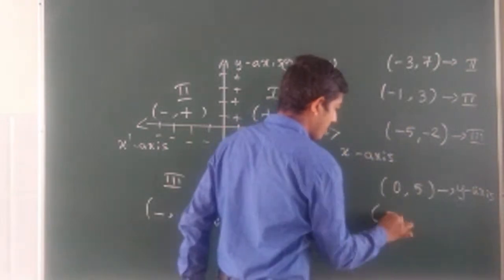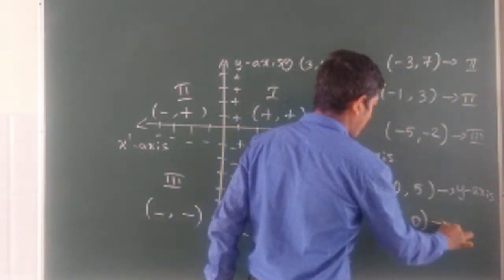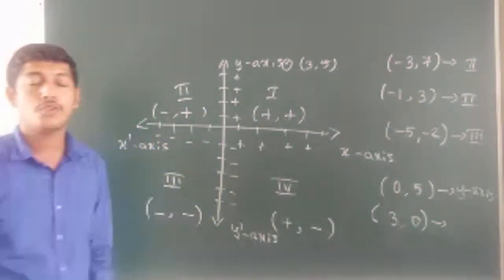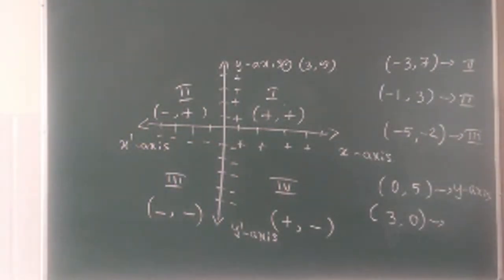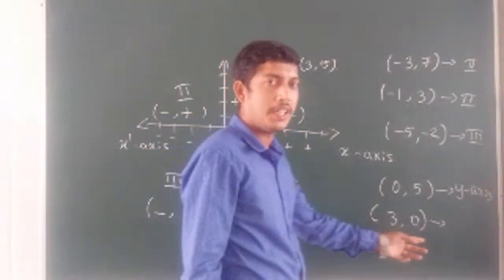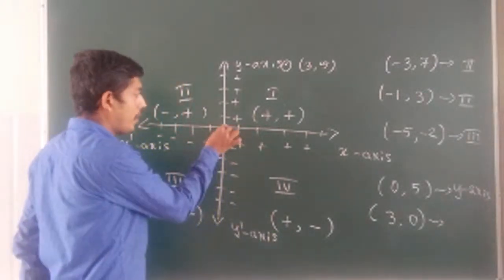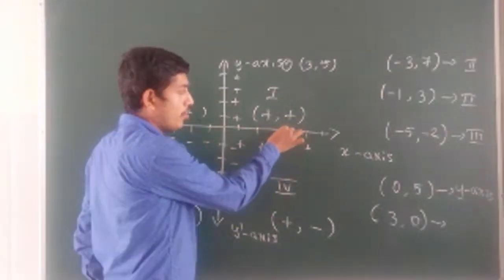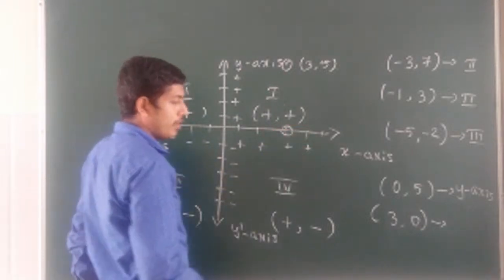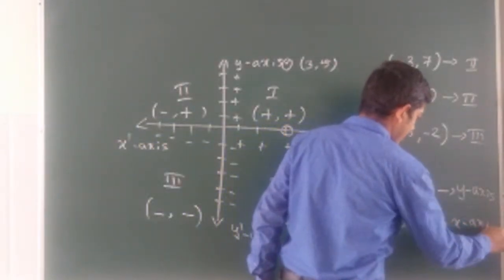And now 3 comma 0 is present on dash. Here the x value is 3 and the y value is 0. From the origin we have to move 3 along x, and the y value is 0. That means it will be present here only. So therefore 3 comma 0 is present on the x axis.